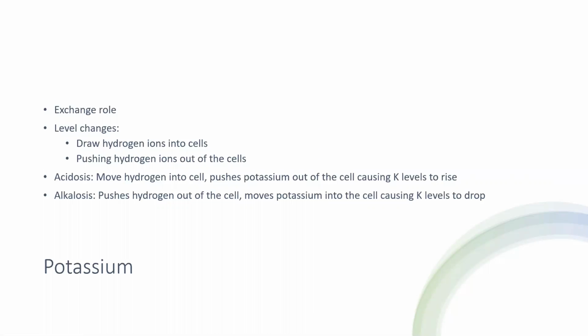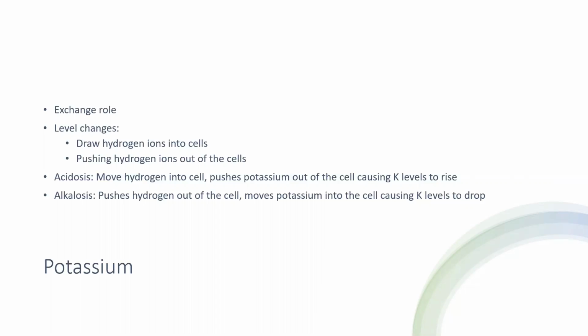So the next thing we have is potassium, and potassium actually plays what we call an exchange role. That is because depending on if we're acidotic or alkalotic, the hydrogen ions will either be pulled into the cell or we will push hydrogen ions out of the cell. So what happens in acidosis, remember this is the pH that is low, is we want to move the hydrogen ions out of the bloodstream and we push them into the cells to help buffer.